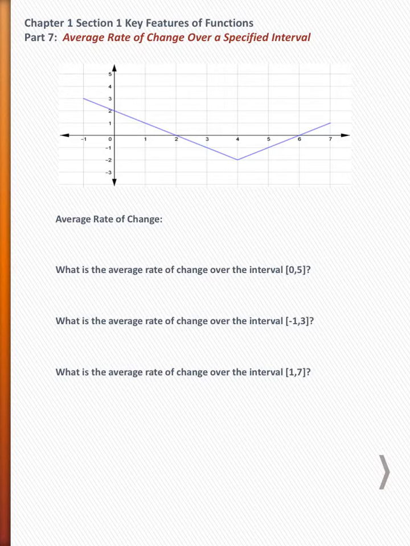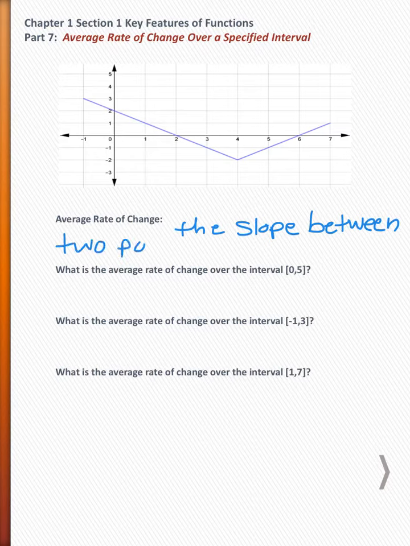In this video, we are going to find the average rate of change over a specified interval of a particular function. The average rate of change is the slope between 2 points, and those 2 points are the endpoints of the particular interval we're looking for. One thing to note is, just like all slope, your average rate of change can be positive or negative. So sign is important.